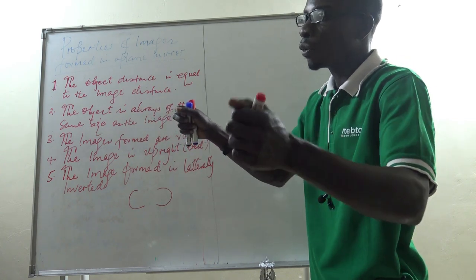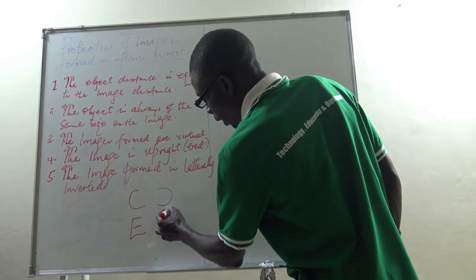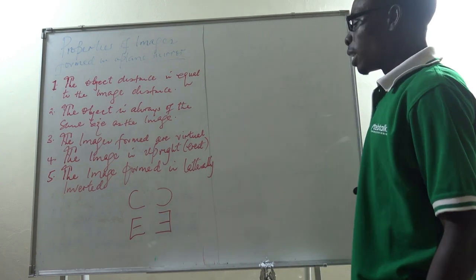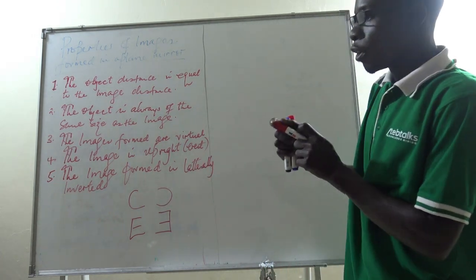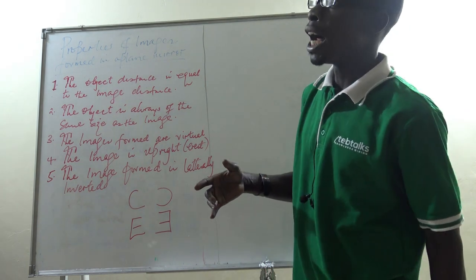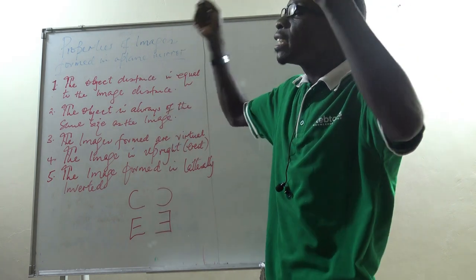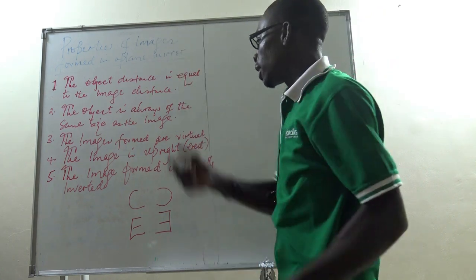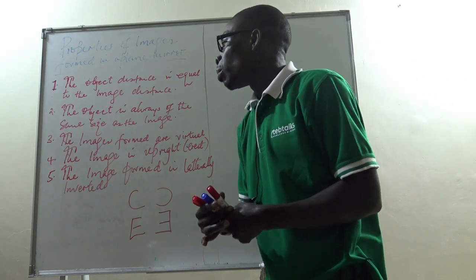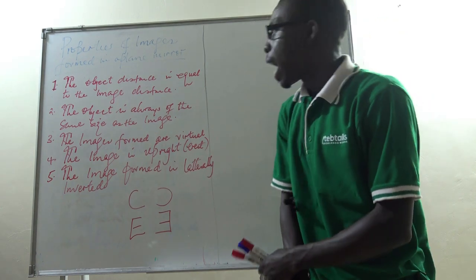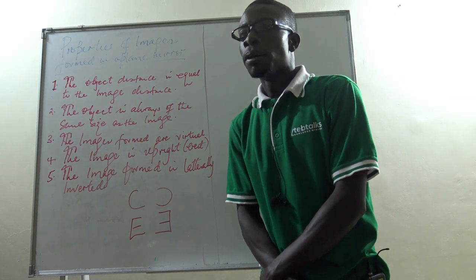What is on the right goes to the left, and what is on the left goes to the right. If you have a letter E and you see it through a plane mirror, you will see it in this format here. Is that okay? That is what we are calling lateral inversion. Have you ever seen a scenario where you go into a salon and try lifting up your right hand, but instead you see as if you're lifting the left? So it turns everything through 180, reverses it. That is what we mean by laterally inverted images in a plane mirror. So all those are properties of images formed in a plane mirror.